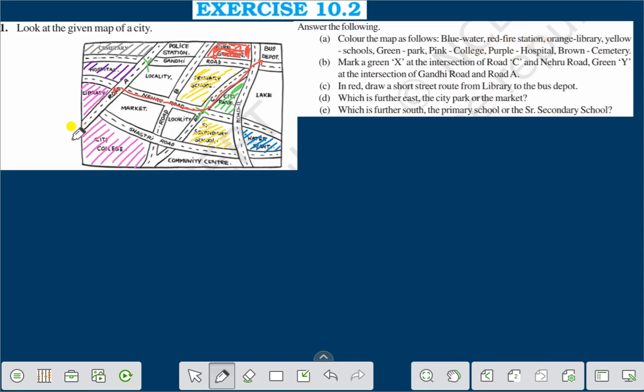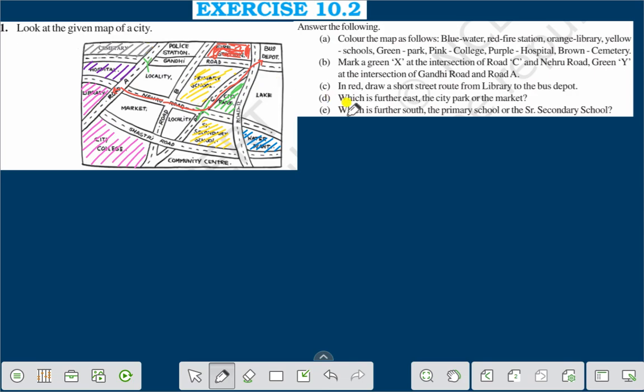Purple: hospital. The hospital is purple. Here is purple. The hospital is in purple color. And brown: cemetery. The cemetery is brown in color. Mark an X at the intersection of Road C and Nehru Road. Road C, this one. And this is Nehru Road. Here mark a green mark at the intersection of this road. And a green Y at the intersection of Gandhi Road and Road A. This is Gandhi Road and Road A. This is the green Y here.